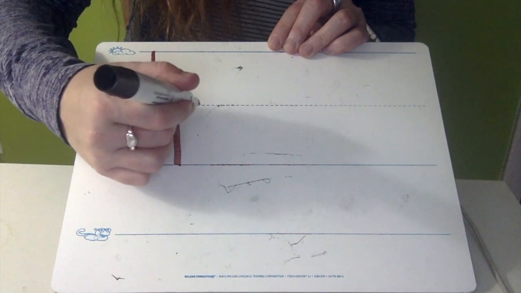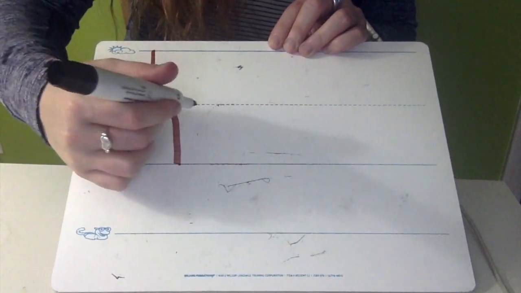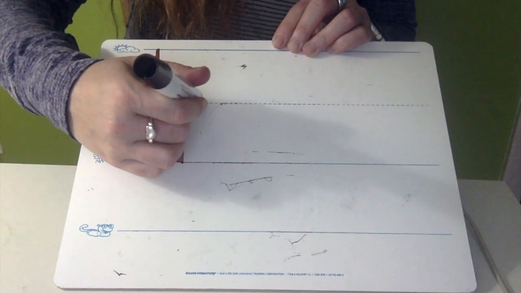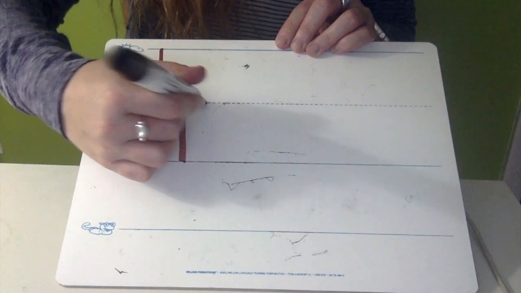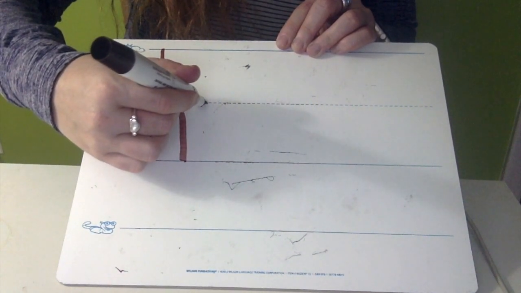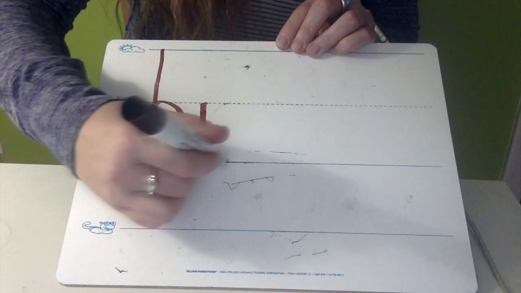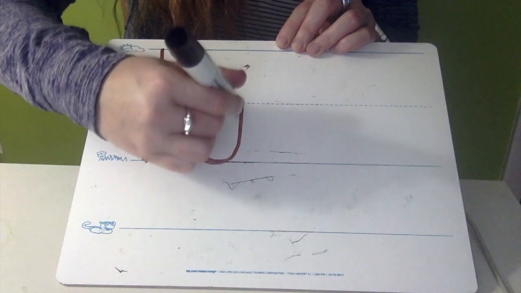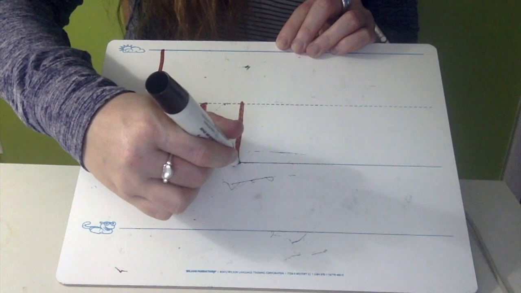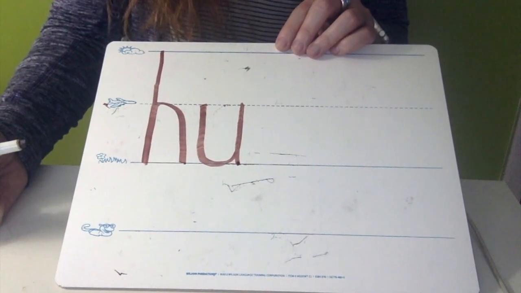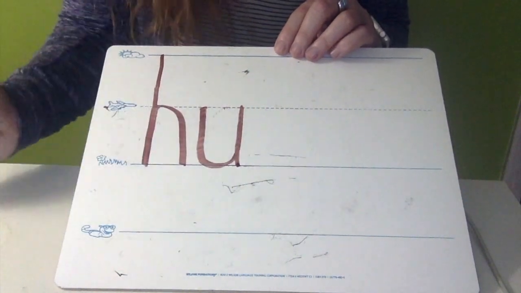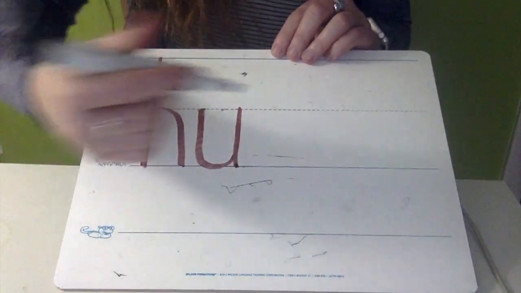U, up. U is a plain line letter. It starts on the plain line. Point to the plain line. Go down to the grass line. Curve up to the plain line and trace straight down to the grass line. U, up, hug, g.